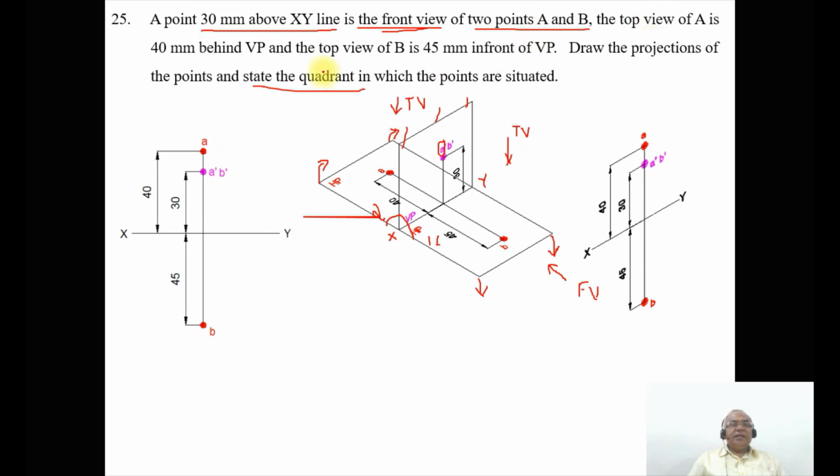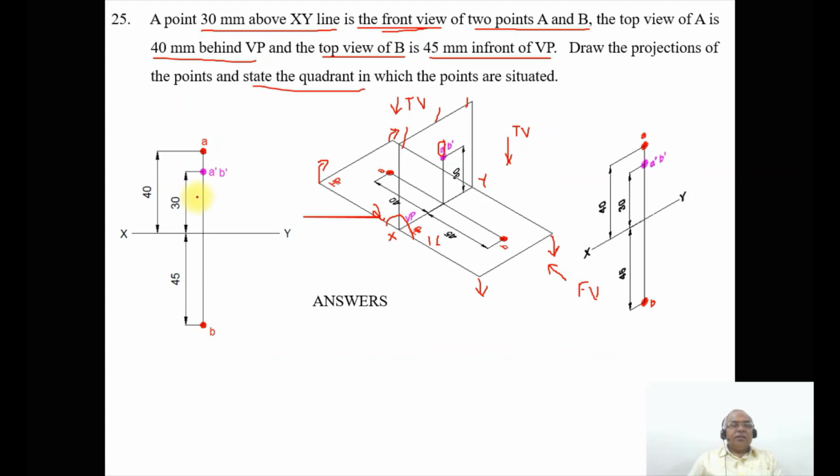Then the top view of A is 40 mm behind VP. So from XY line you measure 40 mm; behind VP will always come above XY line in the second quadrant. Mark that point as A. The top view of B is 45 mm in front of VP. So from XY line you measure a distance of 45 mm, mark a dot and name it as B. Show the dimensions of 30, 40 and 45. And then state the quadrant in which the points are situated.